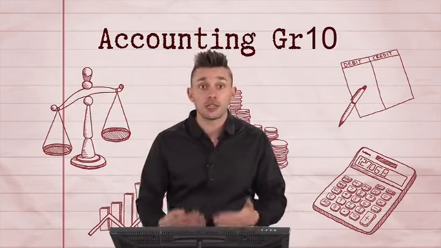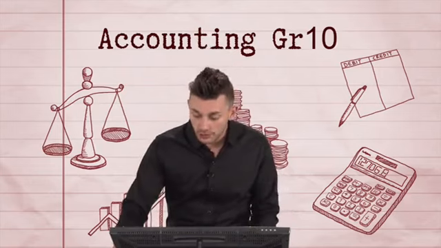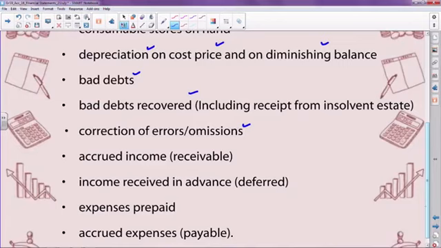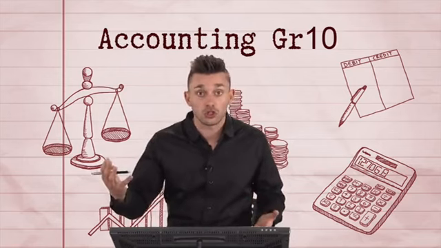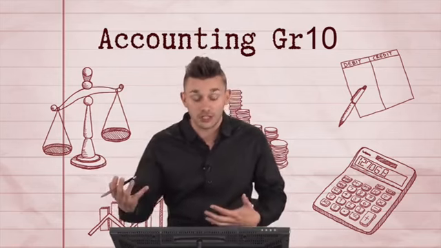Remember, there's certain standards we need to do these with. Another one, accrued income. Accrued income, again, it's receivable. Income not received yet. We looked at it earlier today. Income received in advance, or deferred income. Deferred income is we owe money because we received it too soon, and we received it already for next year. So it should be only shown in next year's statements.